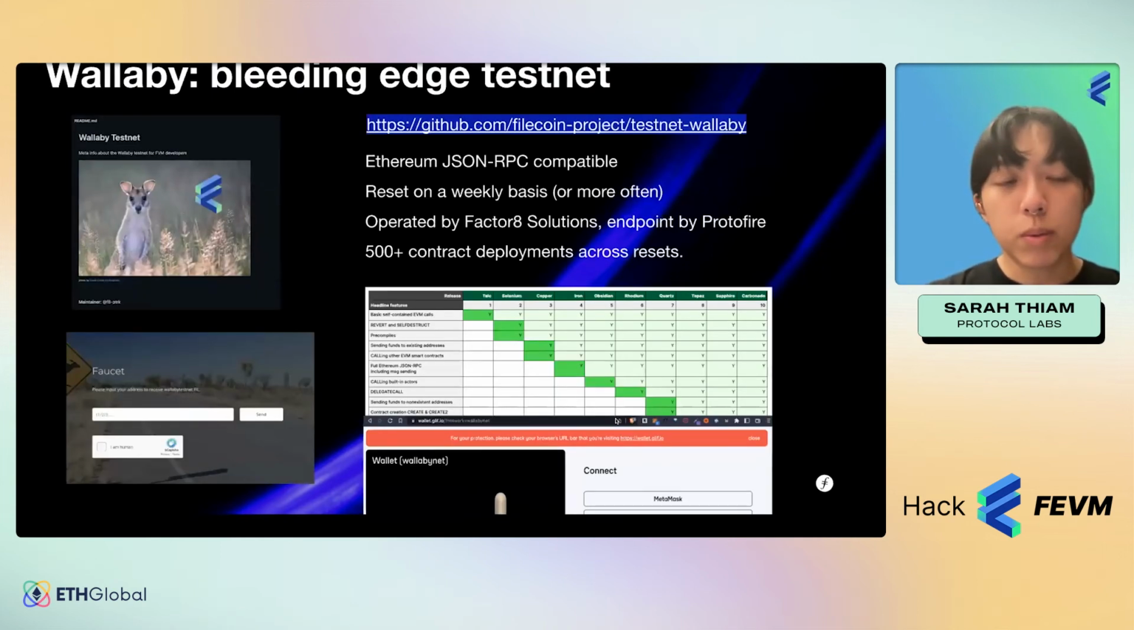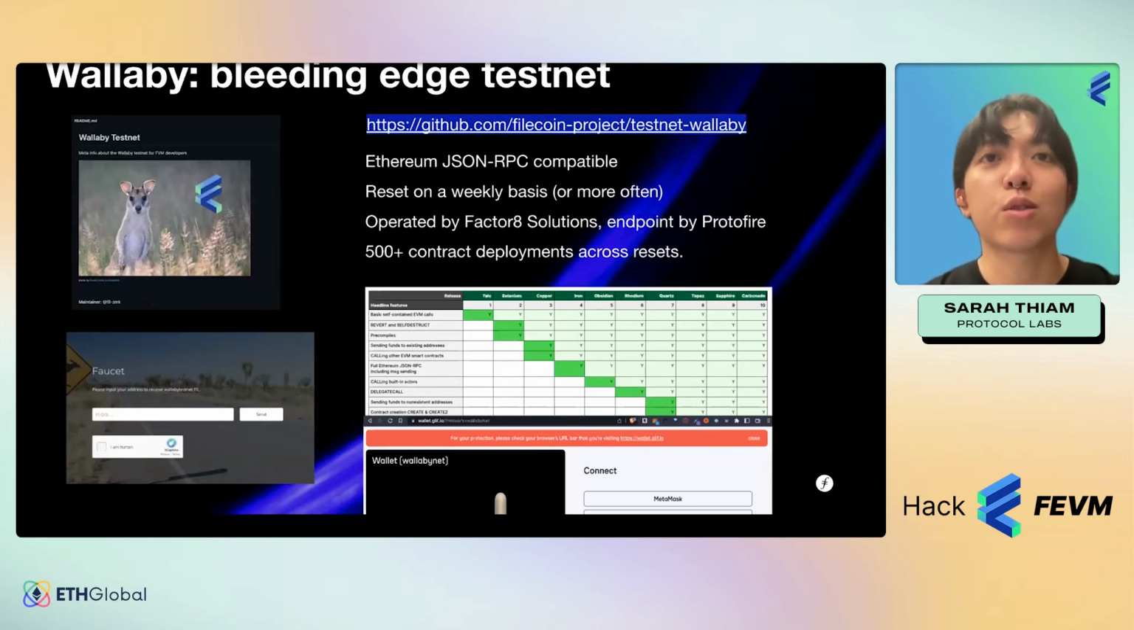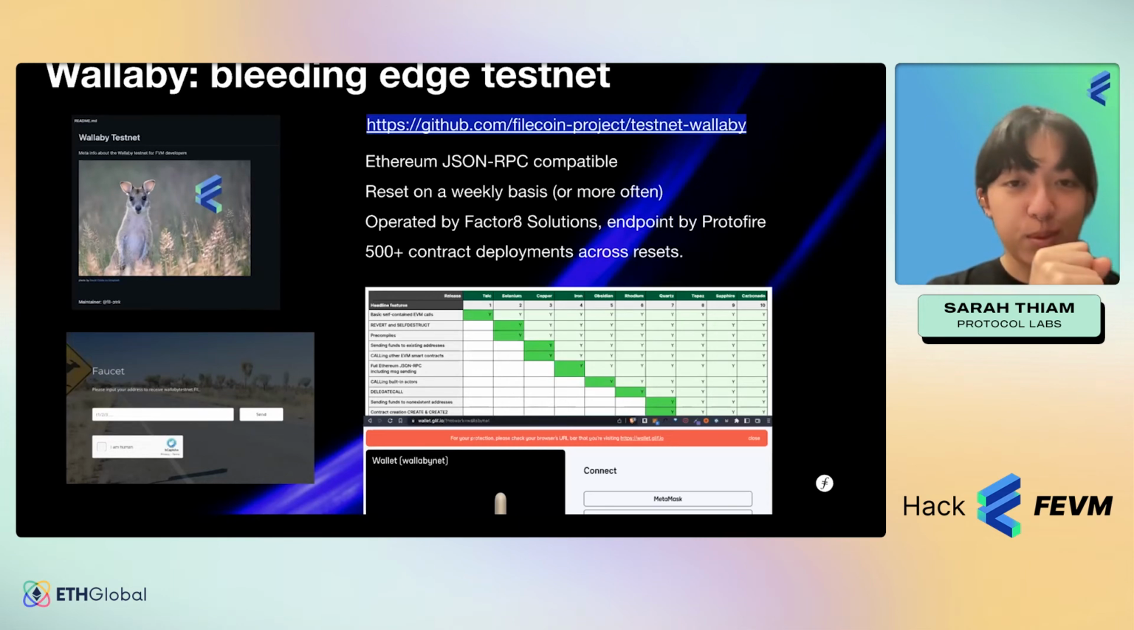Okay, so I'll talk a little bit about tools that we have available. This is Wallaby. You'll see it in the quick start resources. This is very much what you're all going to be building your projects on. Wallaby is our bleeding edge testnet. It will not be bleeding edge for the period of this hackathon, so don't worry about it. It will stay consistent. Your code will not disappear.